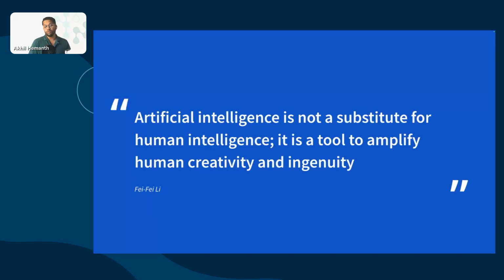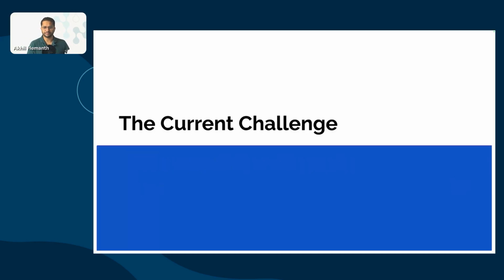So before we begin, I always like to start off the presentation with this famous quote by Fei-Fei Li. Artificial intelligence is not a substitute for human intelligence. It is a tool to amplify human creativity and ingenuity. And this is something that I always go back to as an anchor because, yes, AI is cool, but if it doesn't help us improve our workflows and make us more efficient, it wouldn't be of any use to us, right? So this is almost like a grounding anchor.